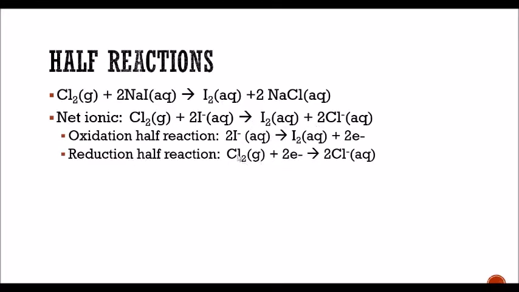In the reduction half reaction, we've got chlorine, Cl2, going to 2 chloride ions. The total charge is -2 over here, so I put the 2 electrons on this side to balance it out.